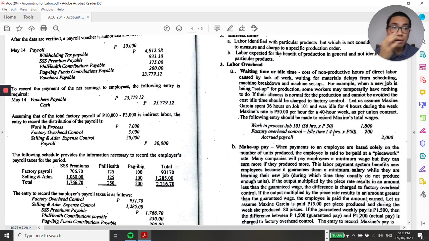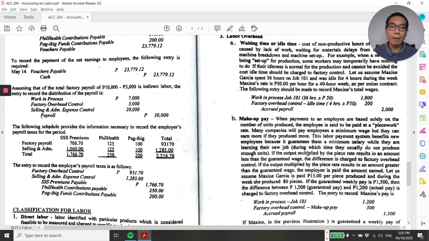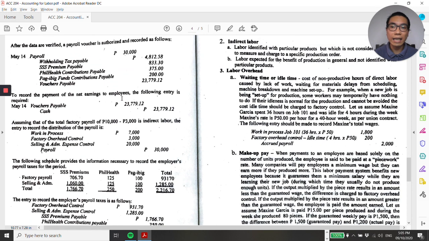So, remember nyo ba yung mga adjusting entries natin? Ayan. So, balikan nyo din siya. Bakit tayo may concept ng accruals? Okay. So, applicable din naman siya dun sa naging entry kanina for the debit of the payroll and the credit ng payroll. So, related din siya on the accrual process.